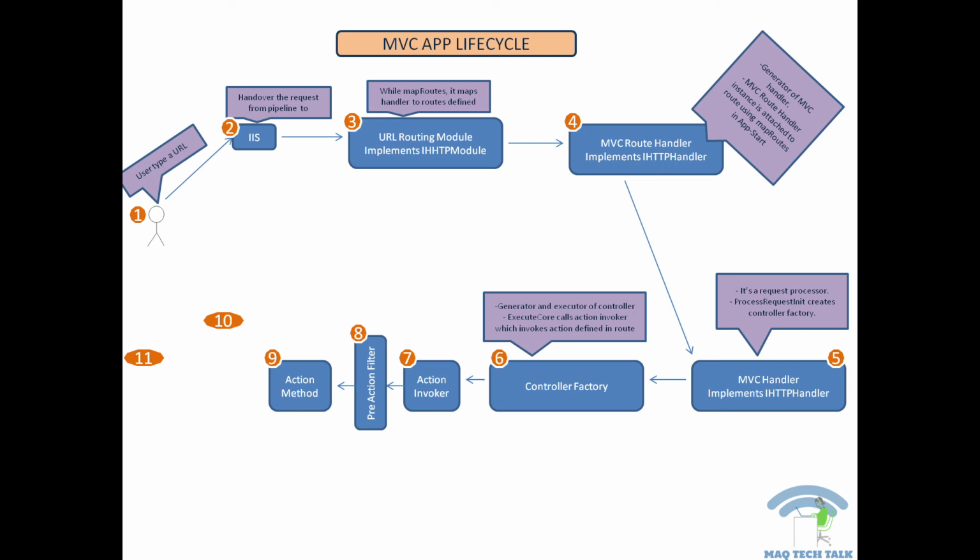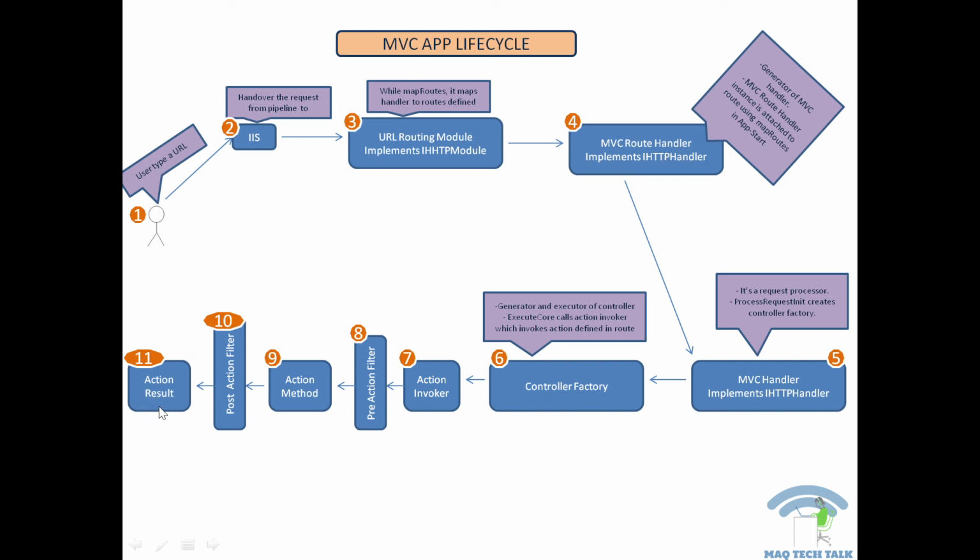Then the flow is transferred to the post-action filters. Post-action filters are the filters which are executed after the action method. For example, the exception filter is a post-action filter, because if any exception occurs in the action method, that will trigger the execution of the exception filter. Then the flow is transferred to the action result. This is step number 11 and the last one of the MVC App Life Cycle.